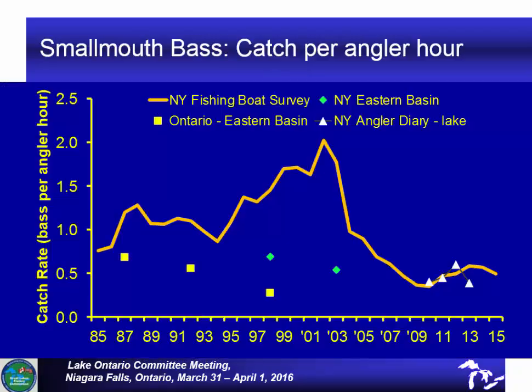As far as fishery data, I mentioned earlier, we have annual data from the Fishing Boat Survey. That's that orange line you see on the graph. Very limited data. Aside from that, the yellow squares are showing you the fishery data from Ontario's Eastern Basin, 2 green triangles or diamonds for the New York waters of the Eastern Basin, and the white triangles are showing you the results of an angler diary survey that were done on Lake Ontario's South Shore, anglers targeting smallmouth bass in the lake itself. Those values fell right on top of our Fishing Boat Survey data.